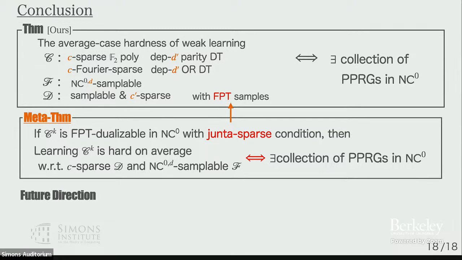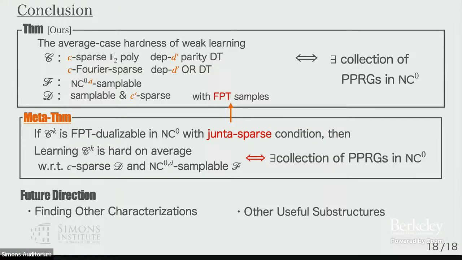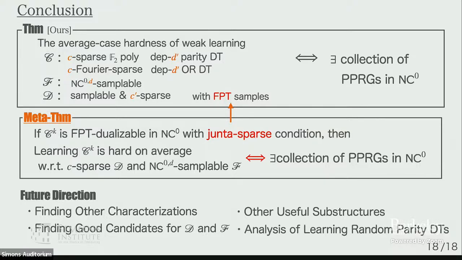Then there are several future directions. The first one is finding other characterizations for other classes by using this Meta-Theorem. It is also interesting to find some other useful substructure than Funta sparse condition. By finding this, it might be possible to characterize this notion by using other interesting classes of example distributions. Another direction is finding good candidates for DNF to construct PPRG in NC0 and further analysis of random parity distances. Okay, that's all. Thank you very much.